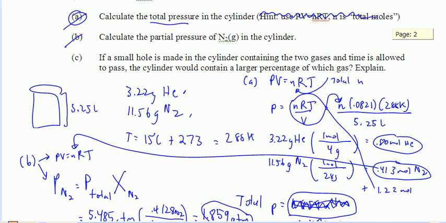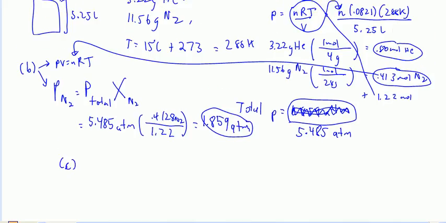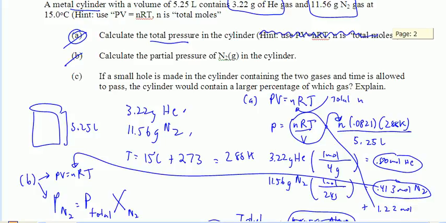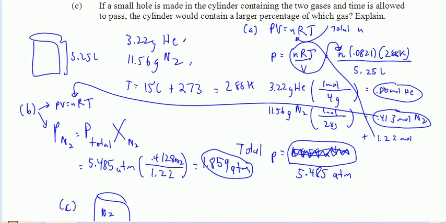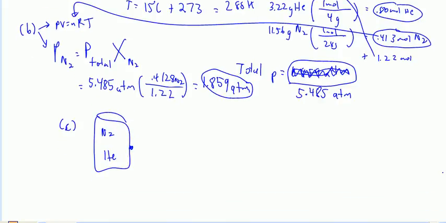Okay. C says that if you made a little pinhole in this, and you have nitrogen and you have helium, and you allow it to exist over time, which gas would there be a greater percentage of? Now helium, since helium's smaller, it's faster than N2. It diffuses faster, it effuses faster, and it's got a greater speed.